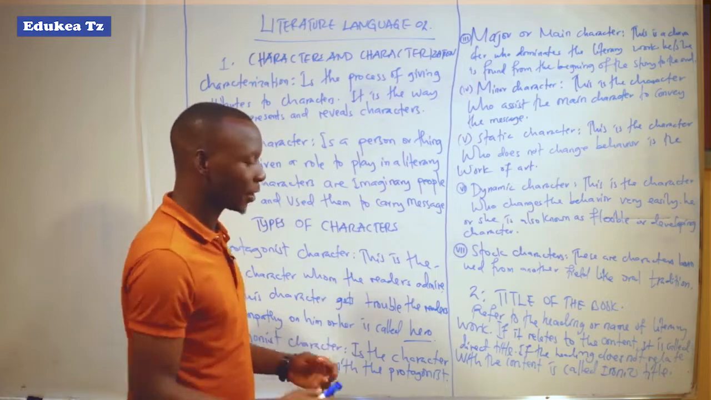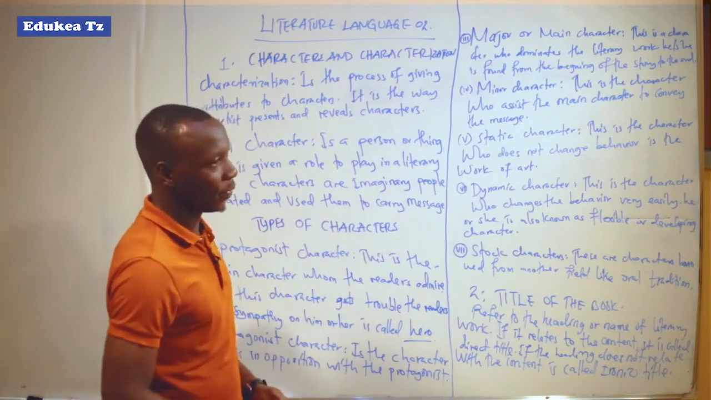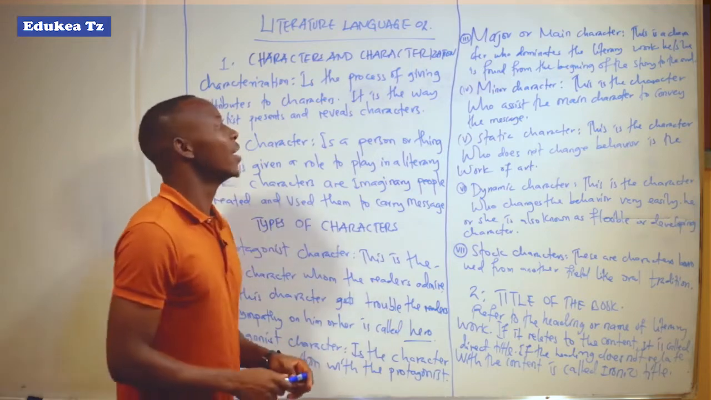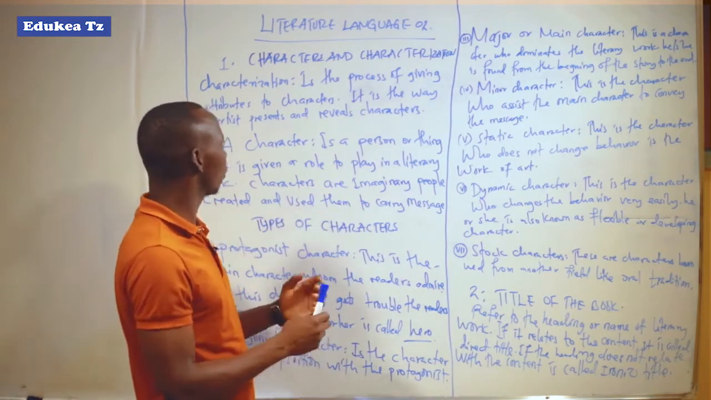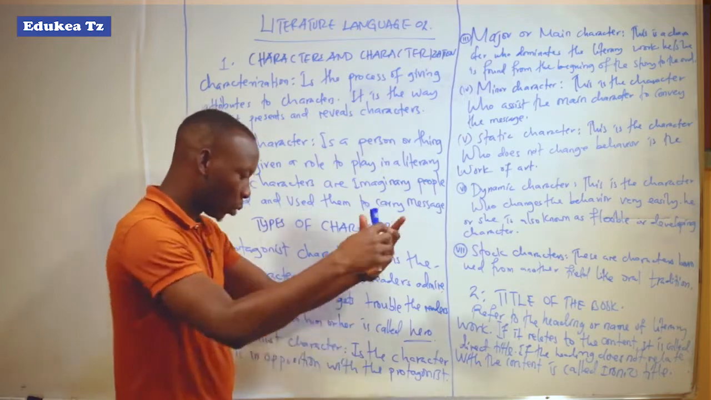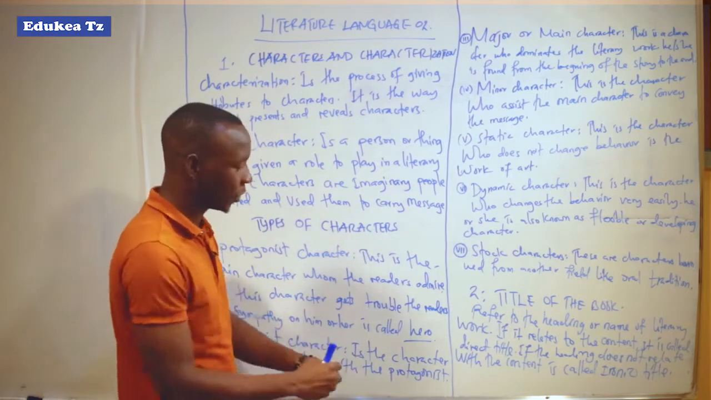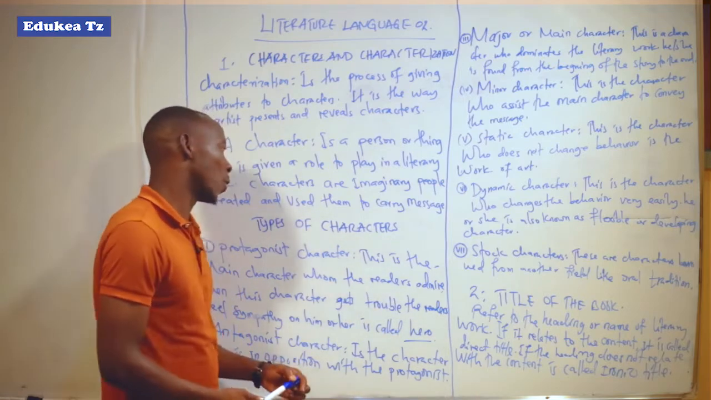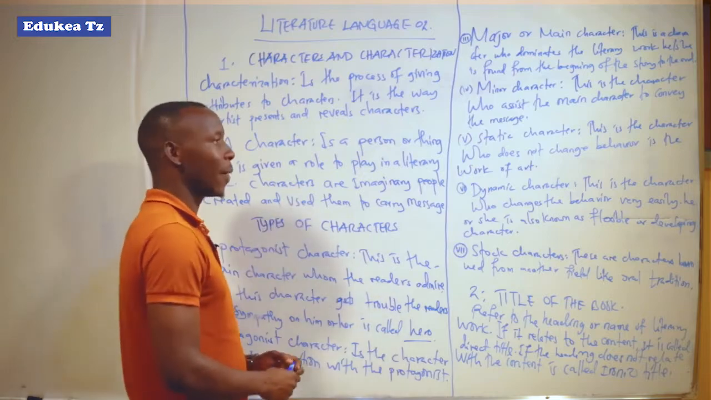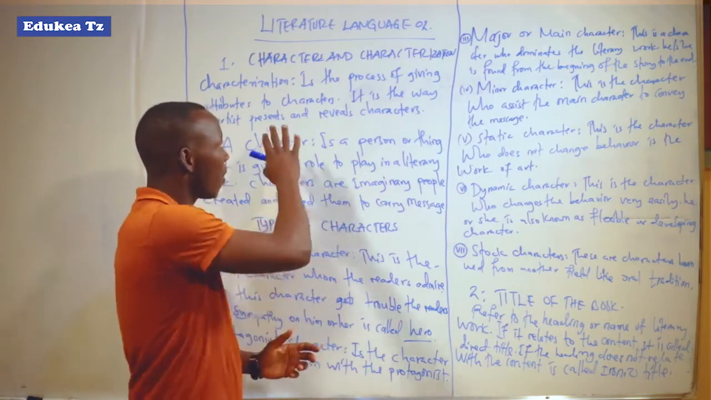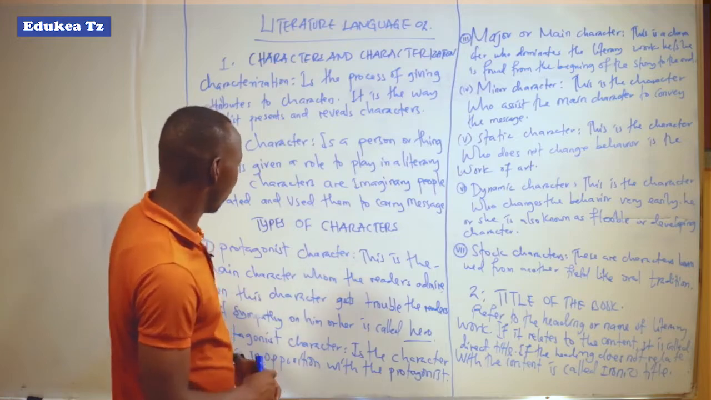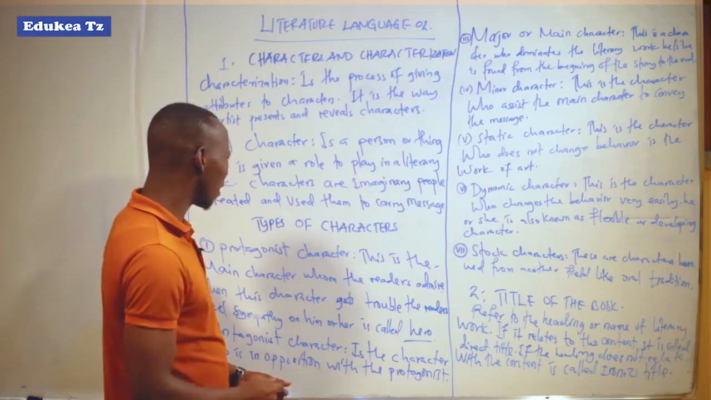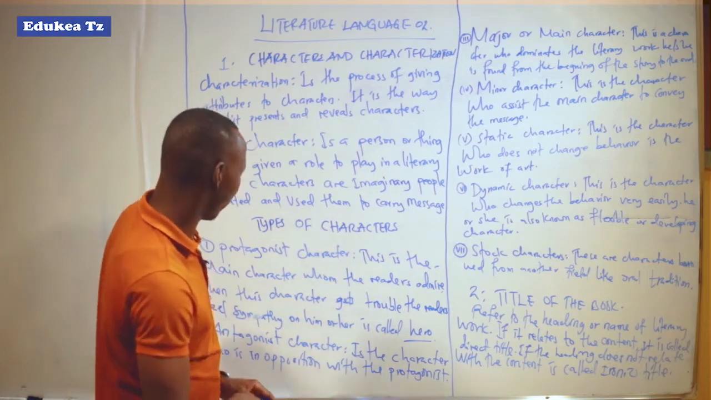So that is the difference between character and characterization. When we are talking about the character, we are talking about the person or thing given the role to play in the literary works. But when you are talking about characterization, it is a process of giving attributes to the characters, the situation of giving them the attributes or the features. So after looking at this brief explanation about those two terms, let us see types of characters. Characters have been categorized into two different types.